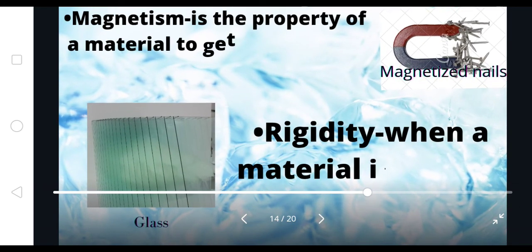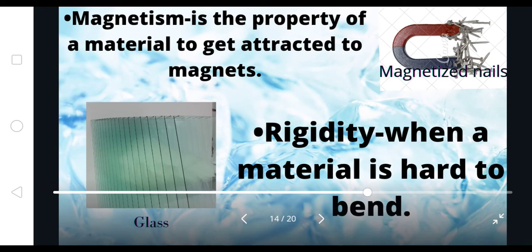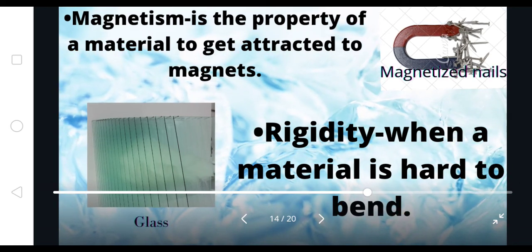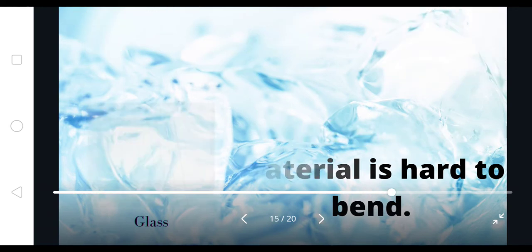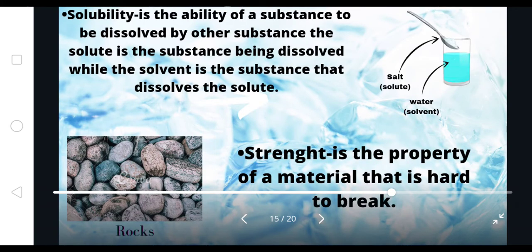Magnetism. Magnetism is the property of a material to get attracted to magnets, like magnetized nails. Rigidity. Rigidity is when a material is hard to bend. An example is glass. Solubility. Solubility is the ability of a substance to be dissolved by another substance. The solute is the substance being dissolved, while the solvent is the substance that dissolves the solute, like salt as a solute and water as a solvent.